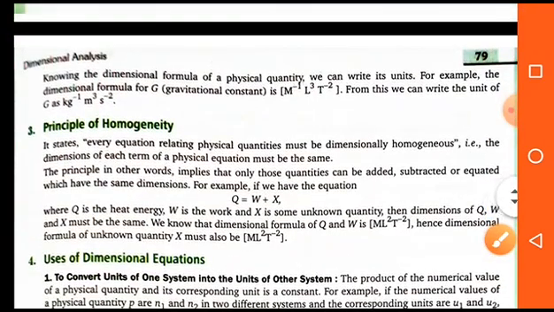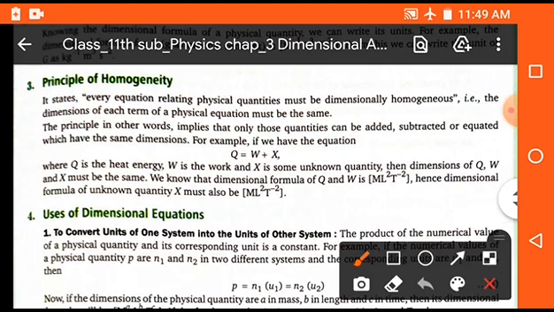Now we will discuss the principle of homogeneity. Homogeneity means equality. As we know, two equal quantities can be added or subtracted. In the same manner, if two physical quantities have the same nature, they define the same thing, then their dimensions will be equal and we can add or subtract their dimensions. This is the principle of homogeneity. It is defined by the formula Q = W + X, where W and X are two different physical quantities but with the same dimension, meaning they represent the same nature, and their resultant is also of the same nature. Clear?